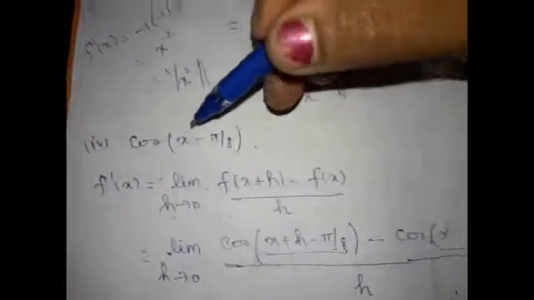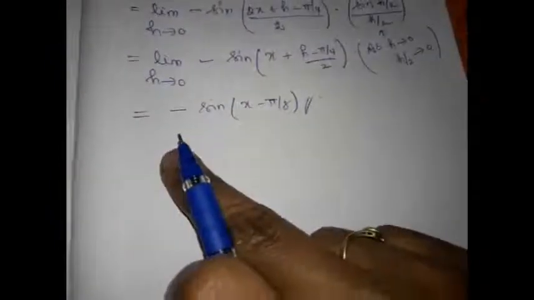This also can be directly solved. What is differentiation of cos x? Differentiation of cos x is minus sin x. So, instead of x, here we have x minus pi by 8. Therefore, minus sin (x minus pi by 8). So, that answer only you should get. Only if you get this correct, what you have done is correct.